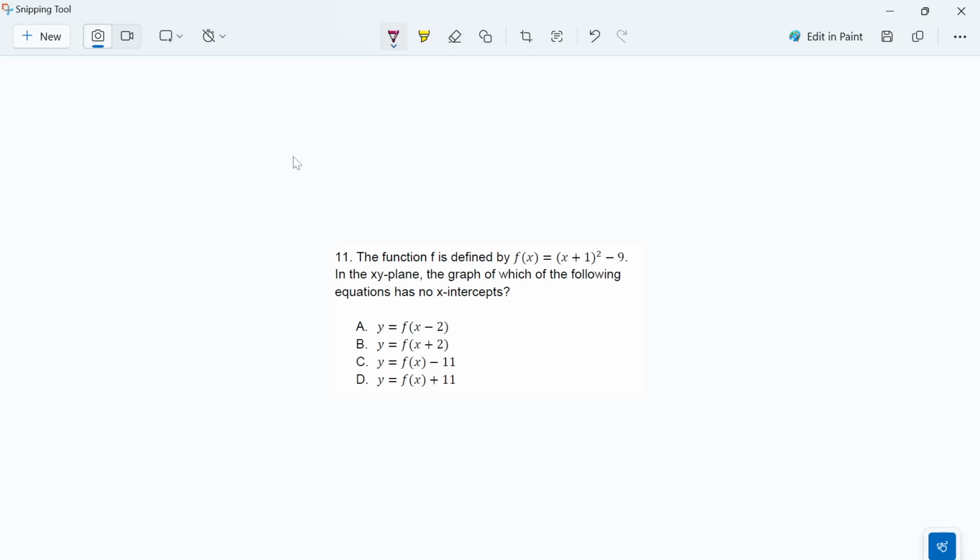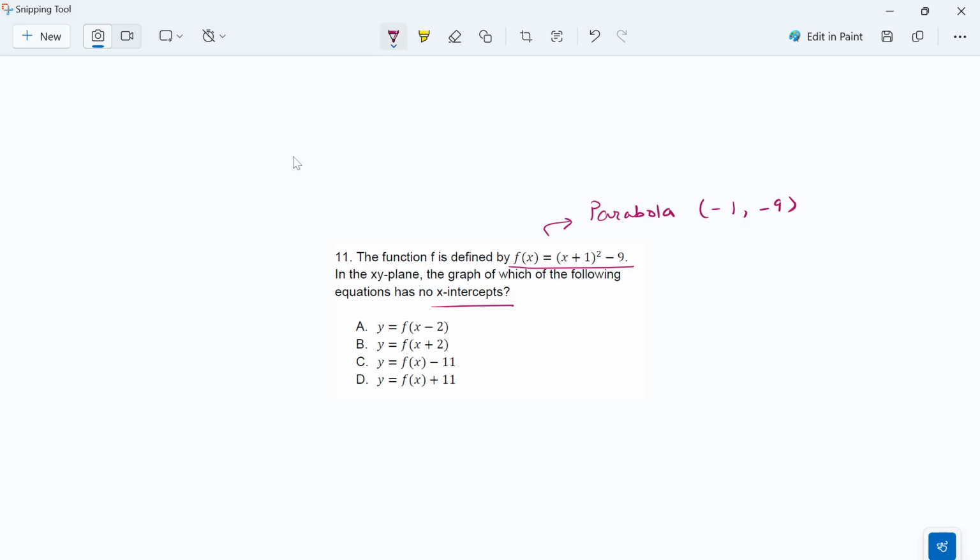So the function f is defined by f of x equals (2x plus 1) whole square minus 9, and in the xy-plane, the graph of which of the following equations has no x-intercepts? So this right now is the equation of a parabola which has the vertex (-1, -9).